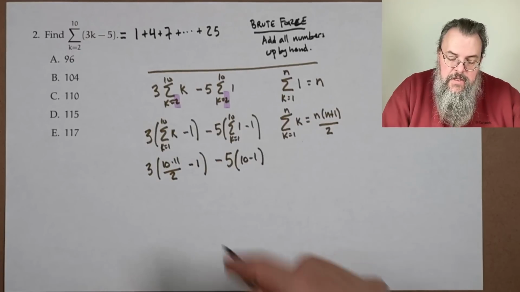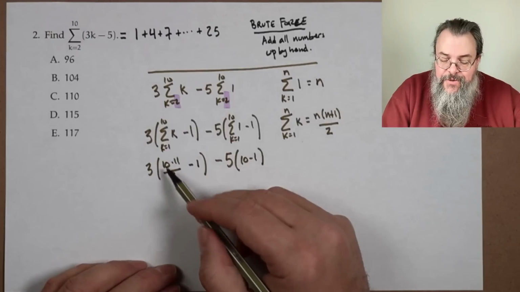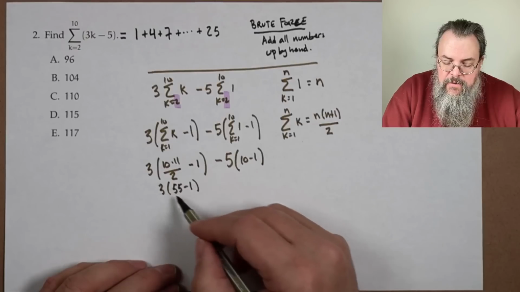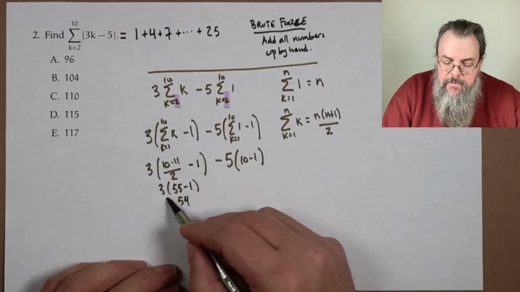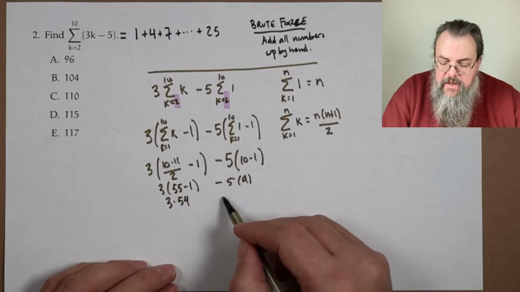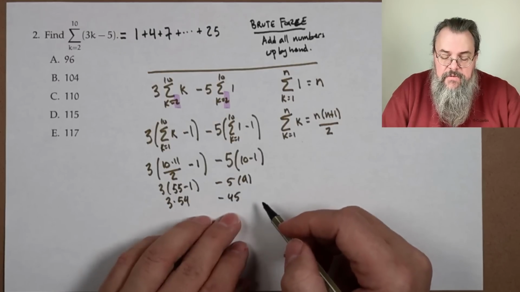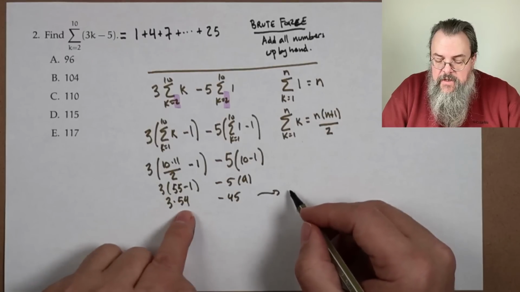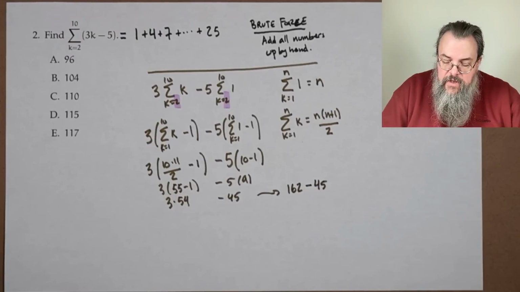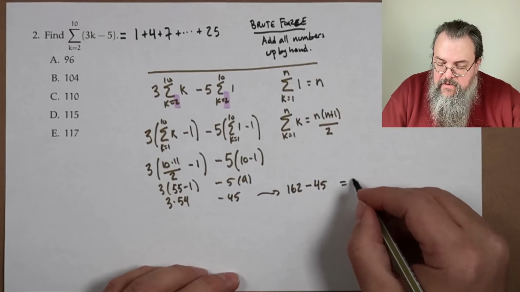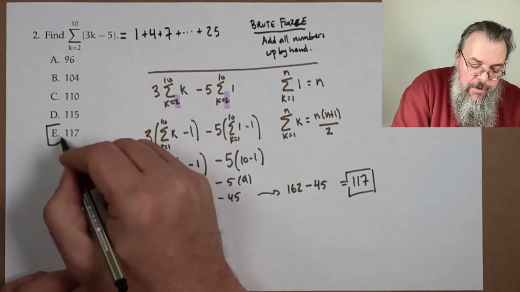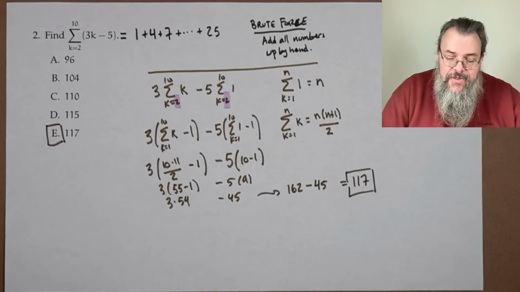Okay, well, 10 times 11 over 2. Well, think about it as 10 over 2 is 5, times 11 is 55, minus 1. Well, that's really 54 times 3. And here, this is minus 5 times 9. And so that's 45. 3 times 54, that's equal to 162. Subtract 45. And now you say, well, 162 subtract 45 is 117. Okay, so there we go. That's it. And if you did the brute force, you get the same.